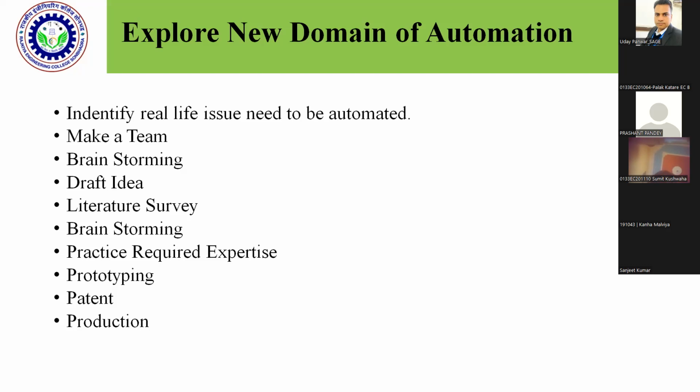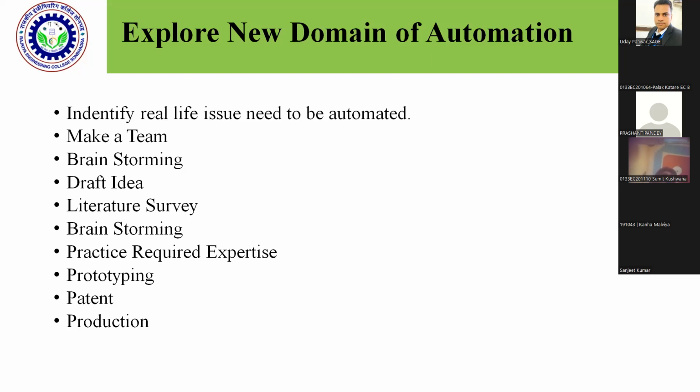Now, based upon the drafted idea, you will do the literature survey. Whatever idea you have made, maybe it has been done in the past also. So you have to look at whether these ideas have been implemented in the past, and what the limitations in those are. Every idea has its limitations. You have to find those limitations, and based upon them, again do brainstorming sessions and then find the new areas or ideas to work on.